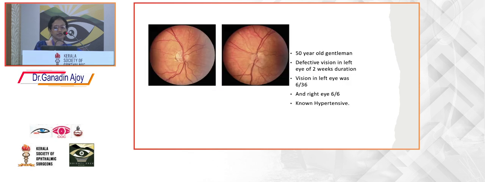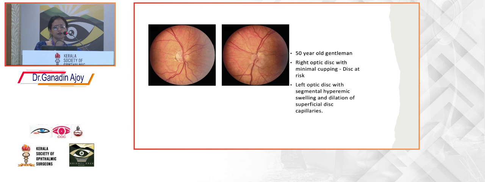So let's get into a case. A 50-year-old gentleman presented with defective vision in the left eye of 2 weeks duration. Vision is 6/36 in the left eye and the right eye is 6/6. He's a known hypertensive. The right optic disc has minimal cupping and it is a disc at risk. And the left shows a segmental disc edema.